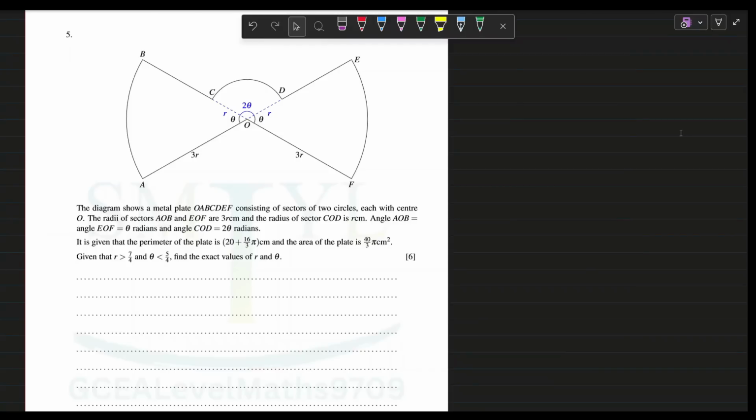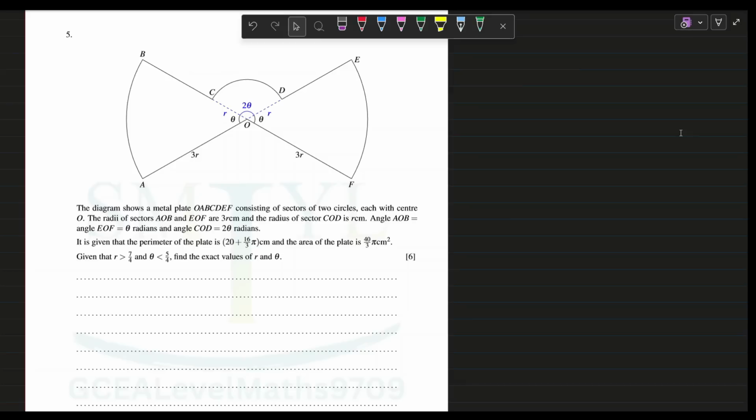Number 5. The diagram shows a metal plate OABCDEF consisting of sectors of 2 circles, each with center O. The radii of sectors AOB and EOF are 3r centimeters, and the radius of sector COD is r centimeters. Angle AOB is equal to angle EOF, which is theta radians, and angle COD is 2 theta radians. It is given that the perimeter of the plate is 20 plus 16 over 3 pi centimeters, and the area of the plate is 40 over 3 pi centimeters squared.